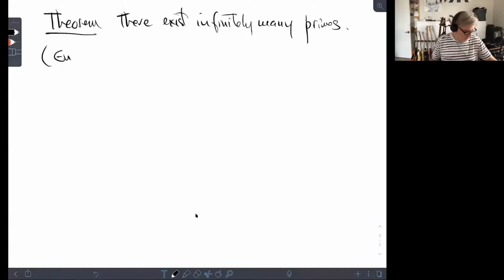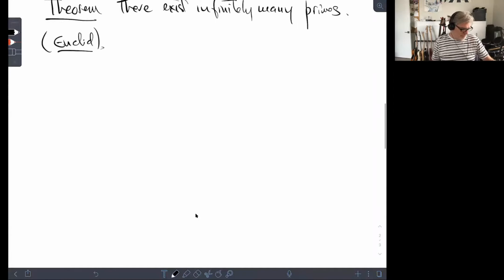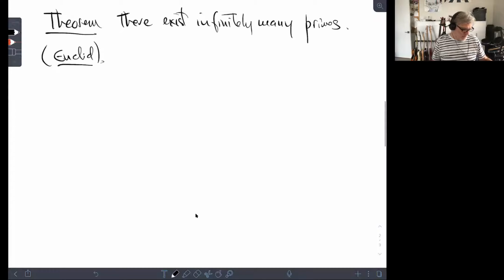This goes back to Euclid, so that's a long time ago. The proof is really lovely. In fact, there are tons of proofs of this theorem. This is the original one. It's the simplest one. I'm going to prove it by contradiction, but you can tweak things around and not use a contradiction; the argument is essentially the same.